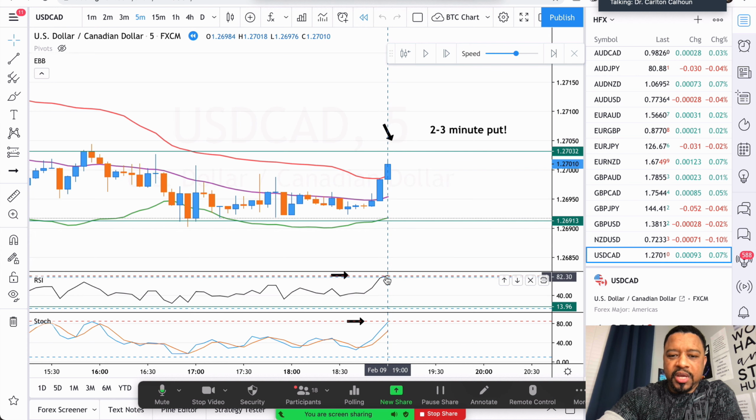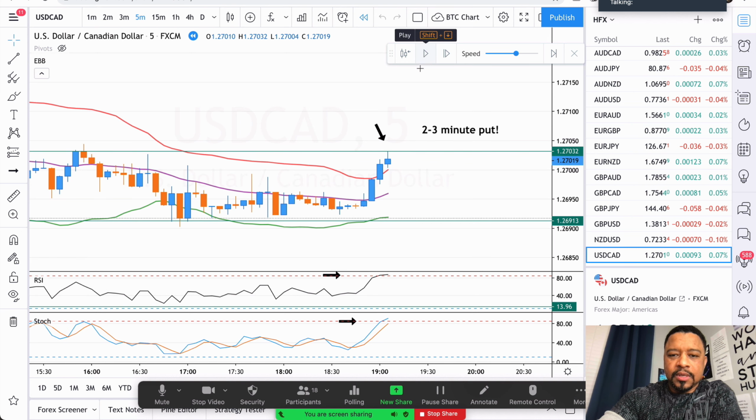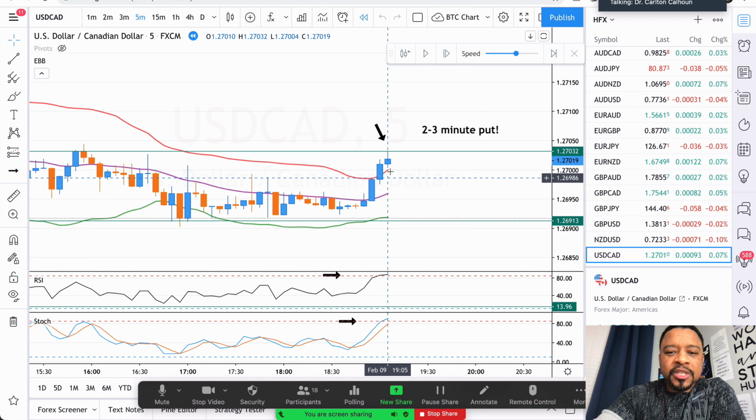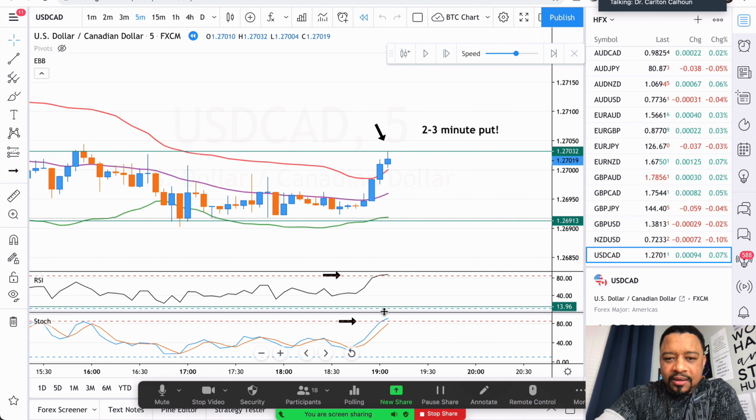See this one peaking above the red line? This one is touching the red line. When you see that orange, in my case, it's an orange candle, that means it's a bearish candle. It starts orange, shoots up, then it gives me that wick. That's a sign. Look at where the RSI and the stochastic is.